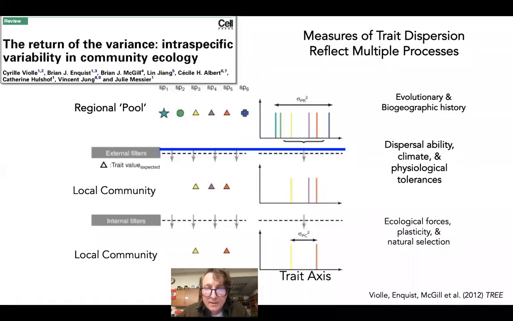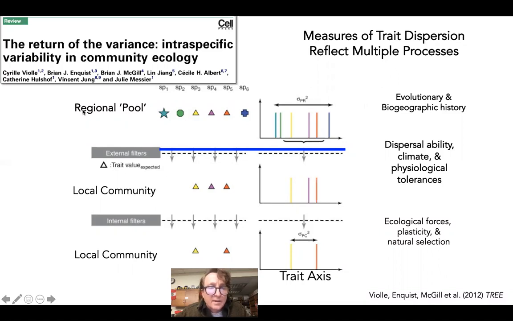Okay, all right. So I also wanted to point you to this paper, which I believe some subgroups may be reading. All right, and so this process of measuring trait dispersion could actually reflect multiple different processes, okay? And so this diagram is pulled right out of this paper.